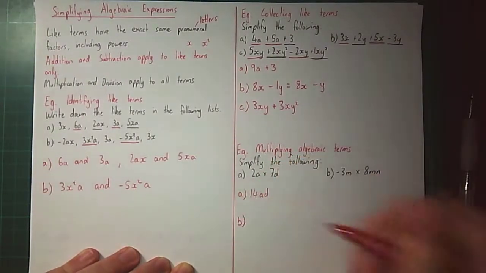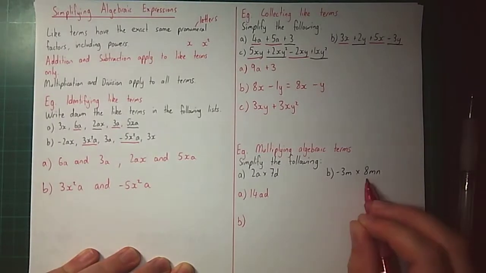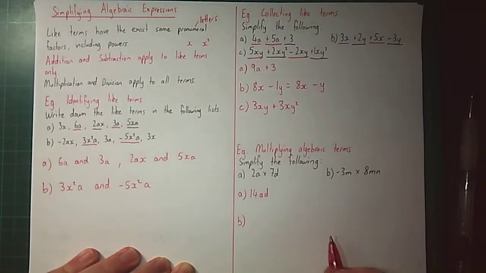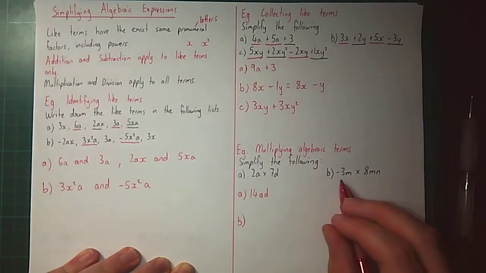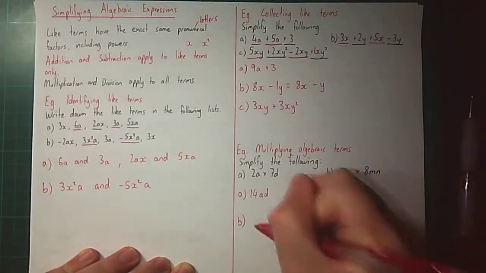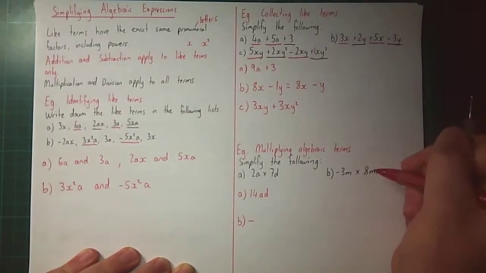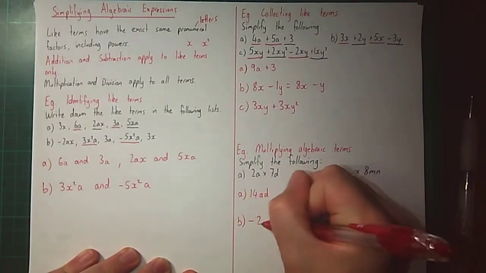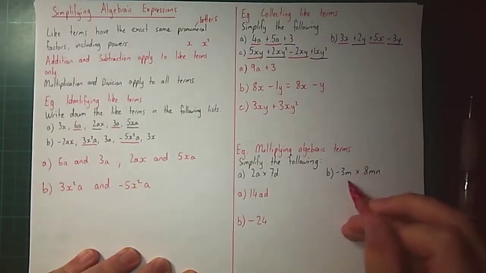For B, we've got minus 3m times 8mn. So we'll times the numbers first. We've got minus 3 times 8. So there's a negative times a positive. That's going to be a negative. And 3 times 8 is 24. Then we've got m times n.